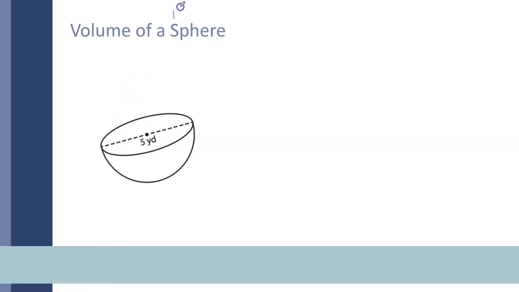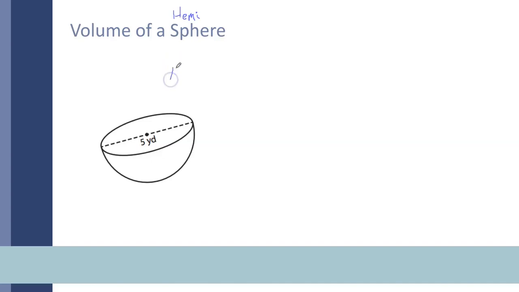This is a hemisphere, and I don't know if you were taught this already, but hemi, that prefix means half. So it's half of a sphere, a hemisphere. So all we're going to do is take our formula, and let's see if you can write it from memory. So pause the video and try to write it from memory.